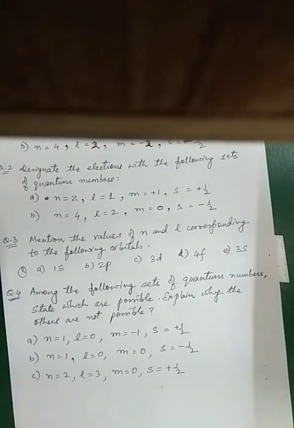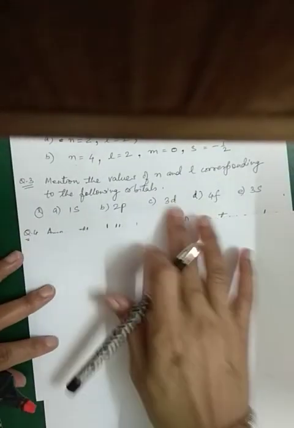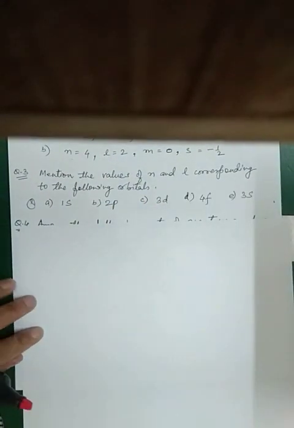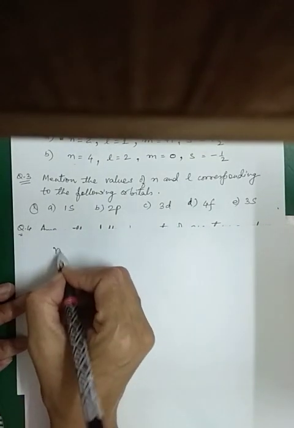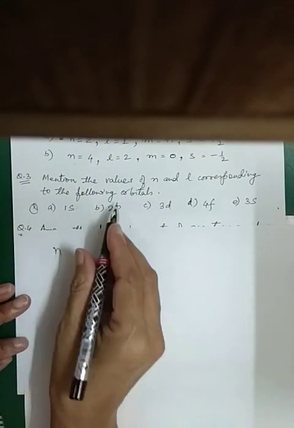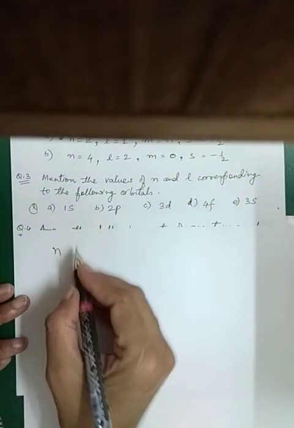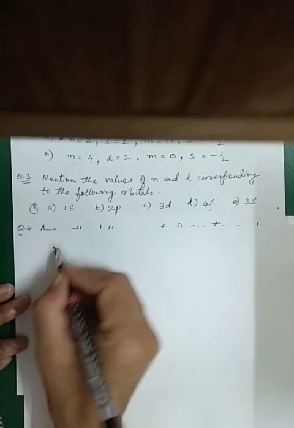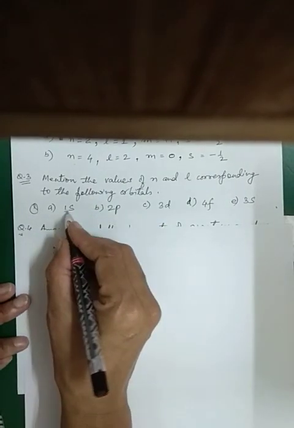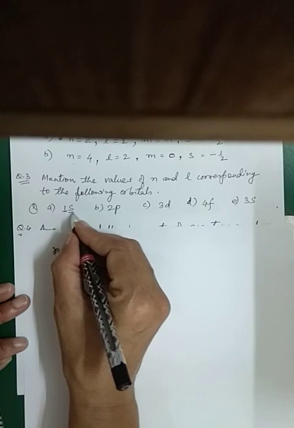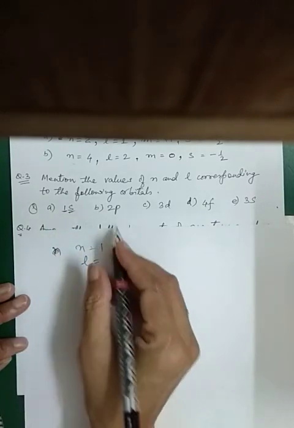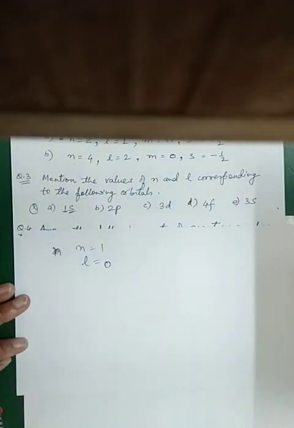Okay, next let's do another question: mention the values of n and l corresponding to the following. Always when we say, the first one is n and the second one is l. s, p, d, f means l, and 1, 2, 3, 4 means n. So what will this be? Here what is the value of n in this case? n is equal to 1 and l is equal to 0 here. The value of l will be 0.